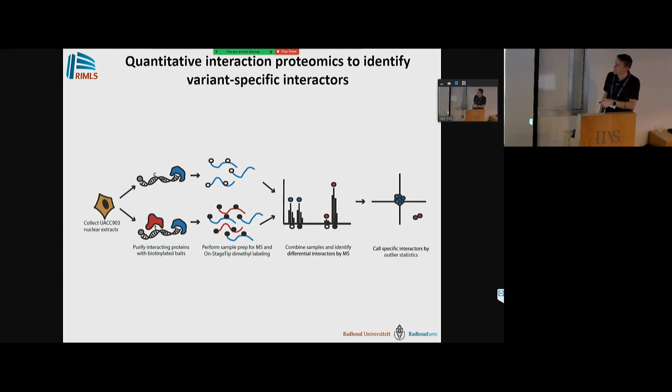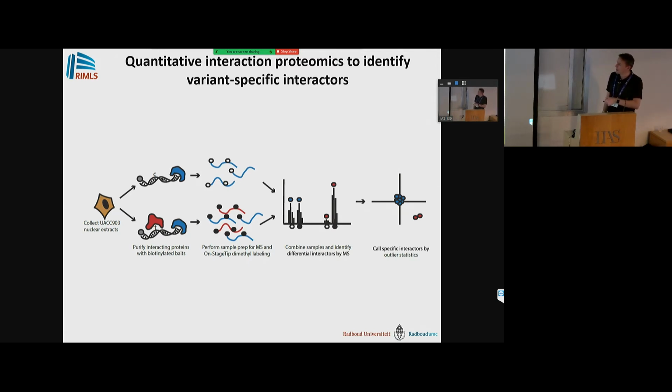So you use the wild-type DNA sequence with a biotin on it, so you can immobilize it on streptavidin-conjugated beads, and we fish with the wild-type DNA sequence and the mutated sequence in extracts derived from these melanoma cells. After incubation and washes, all the bound proteins are digested with trypsin and then differentially labeled with, in this case, a dimethyl label, so we can discriminate the signals from the wild-type pull-down and the mutant pull-down in the mass spec with a distinct mass shift.